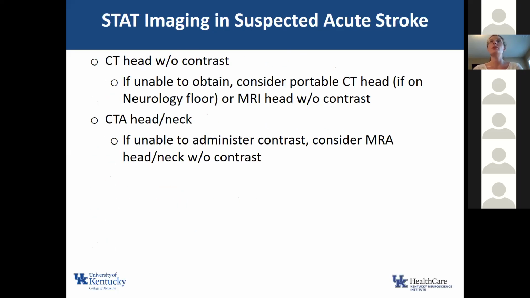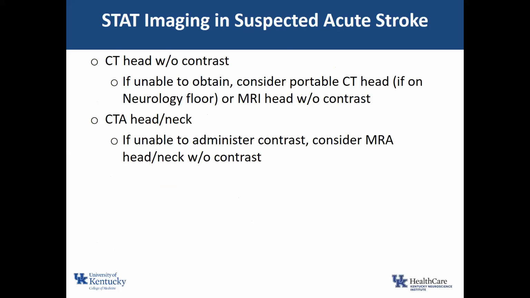Of course, the most important thing to do is get that stat CT head. If you can't get that, if they're on the floor, for example, the neurology floor, if they're unstable or they just cannot quickly go down for a CT, you also have an MRI head as well.